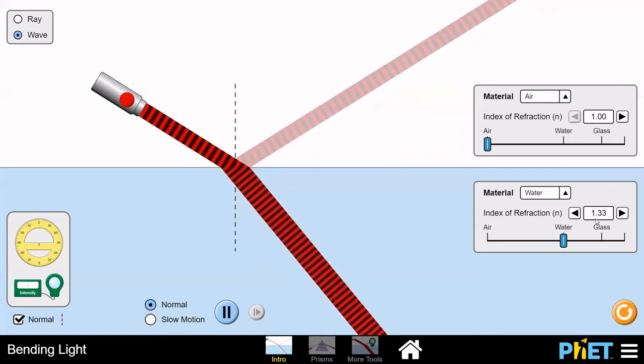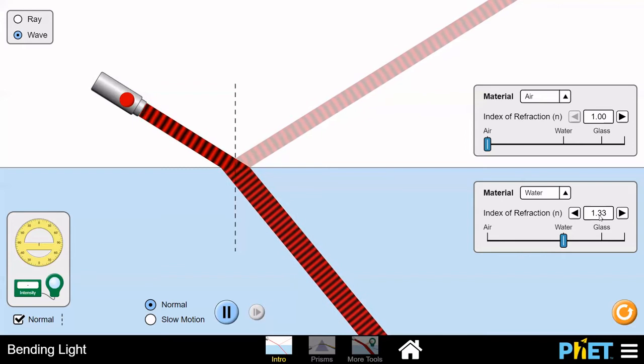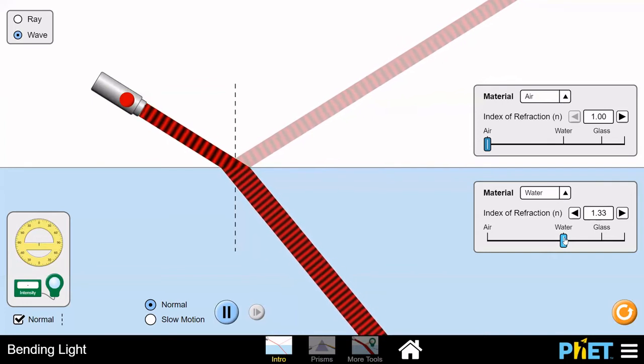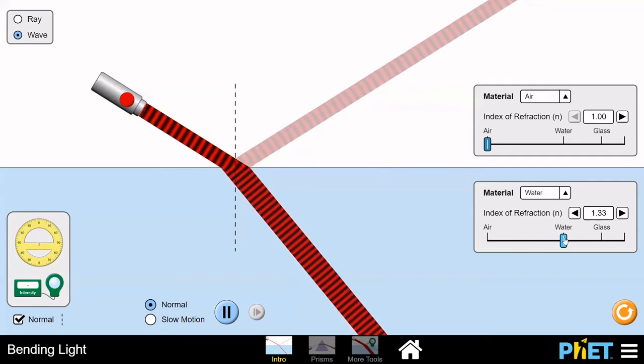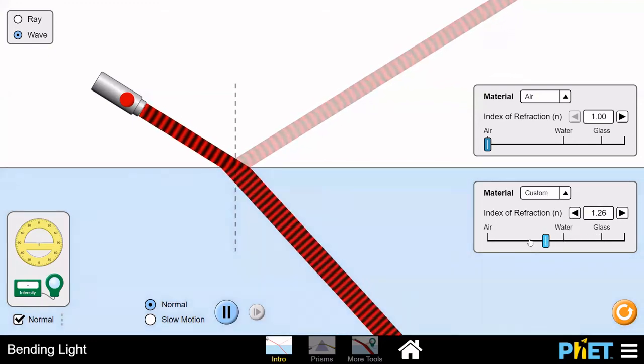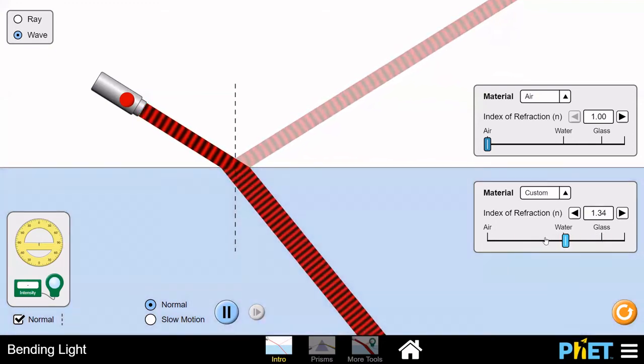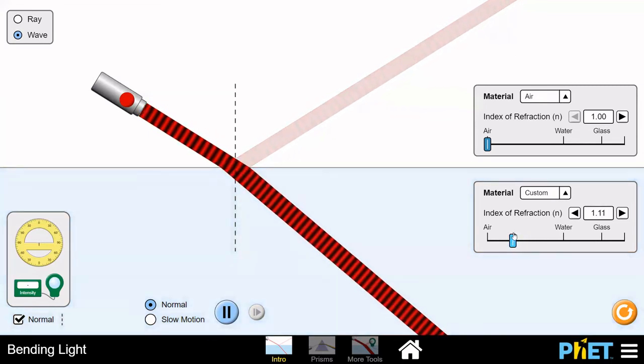See how it says water 1.33? That's a number worth memorizing because it comes up often. The index of refraction of water is about 1.33. Now that's 1 1/3, which is 4/3. Take the reciprocal. That tells you that light travels about 3/4 as fast in water as it does in vacuum. So light slows down by about 25% in water. Okay. So I'm moving the index of refraction around. I see two things changing. The angle at which it bends changes.